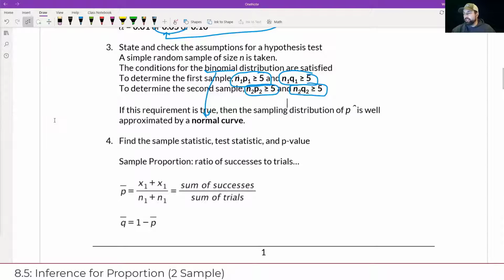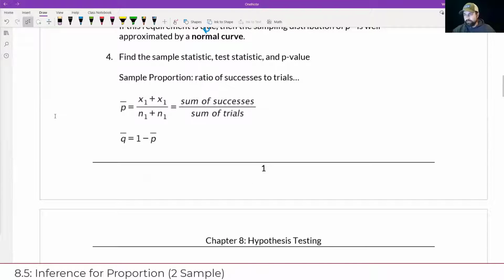Okay, so how do we calculate things? It's a little bit different. In this case, what we want to do is find something called p bar. And p bar is kind of like the mean of the probabilities. You take the sum of the successes from both samples. Oh, and this should say a 2. So this should be x2 and this should be n2. Sorry, I'll make that adjustment and upload it at the end of class. So you take the sum of successes and you divide it by the sum of the trials. That gives you something called p bar. And then you just find the complement of that in order to find q bar, okay?